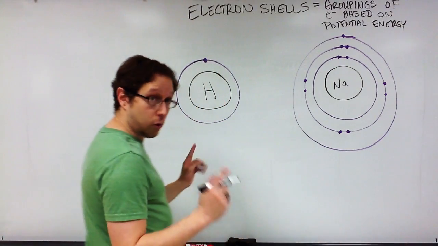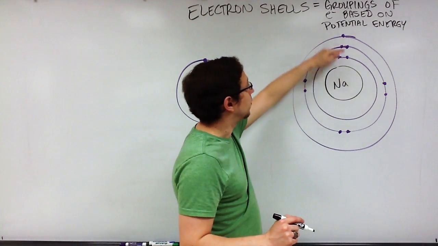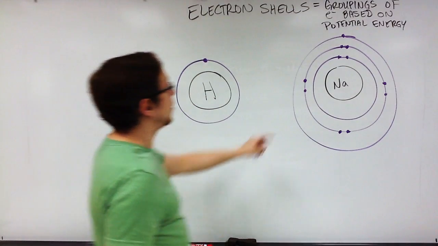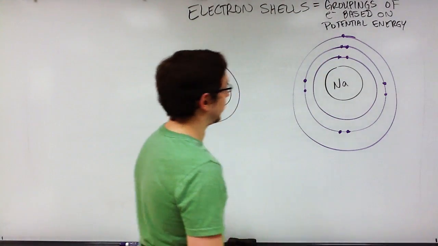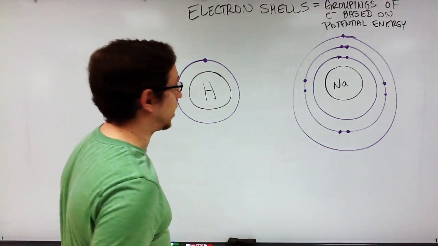And the answer is, of course, this one here. Because remember, the farther away from the nucleus, the higher the level of potential energy. So this electron represents the electron that has the highest level of potential energy, and it's here in the third shell. So notice how these shells are categorized.